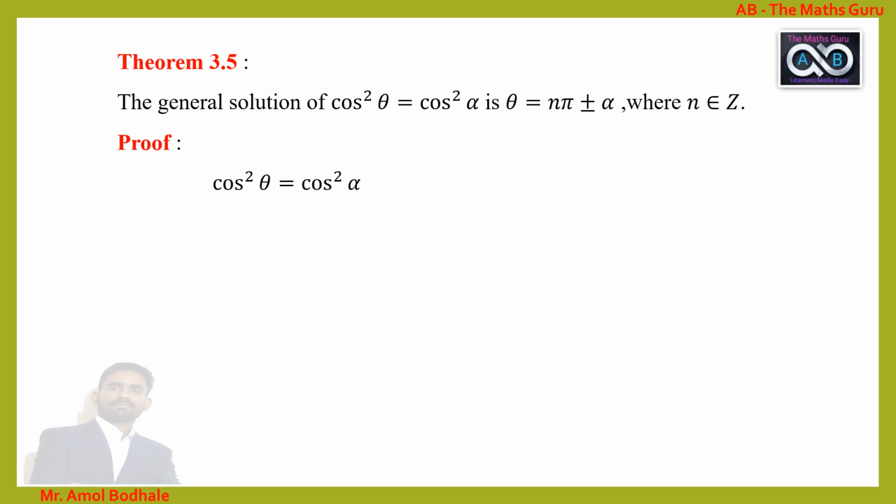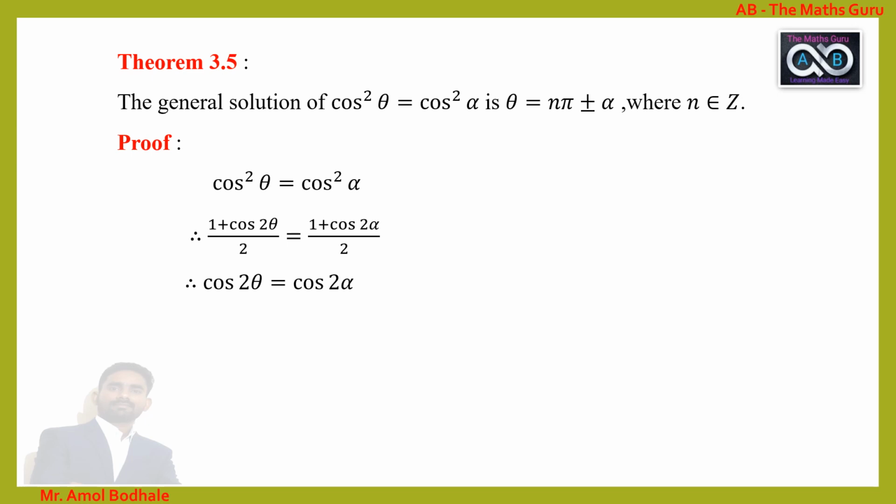So here given that cos square theta equals cos square alpha. Here cos square theta can be written as (1 plus cos 2 theta) divided by 2. Similarly, cos square alpha can be written as (1 plus cos 2 alpha) upon 2. As in the previous example, we can directly multiply by 2 on both sides, and 1 plus cos 2 theta is equal to 1 plus cos 2 alpha. If we cancel the 1 from both sides, then we get cos 2 theta equals cos 2 alpha.